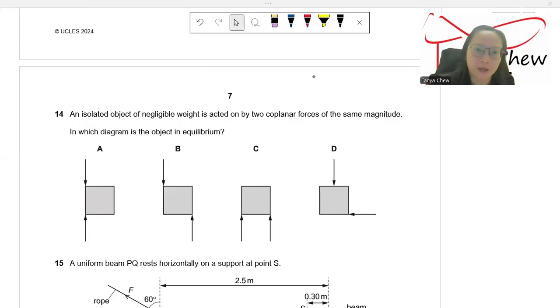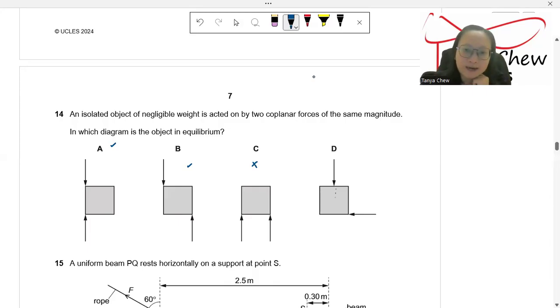Let us look at A. They told you that these two forces are of the same magnitude. So one force going downwards is balanced by the upward force. So A could be in equilibrium. B, one force down, one force upwards. B could be in equilibrium as well, but C cannot be in equilibrium because two forces are acting outwards. There is no upward force to balance the downward force. So C cannot be the answer.